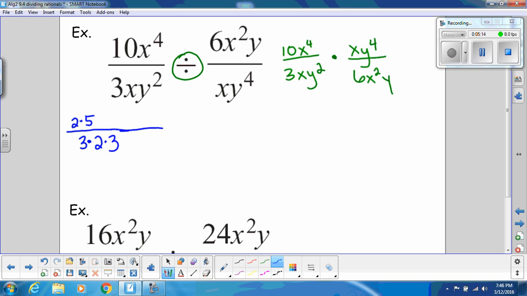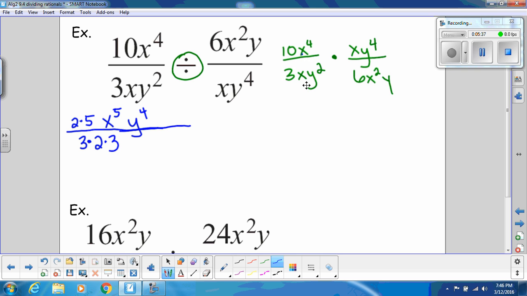Remember, they all get multiplied anyway, so it doesn't matter whether I split them up or whether I put them right next to each other. Okay, so if I look at my numerators now, I've got x to the 4th and x to the 1st, so that's a total of 5 x's in the numerator. And then I have just y to the 4th, so that's going to stay y to the 4th.